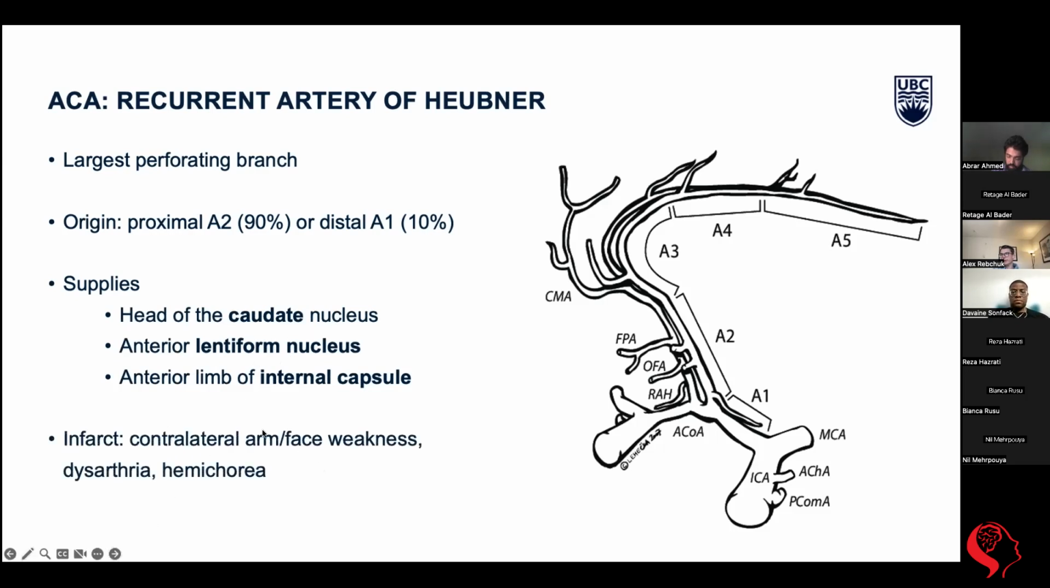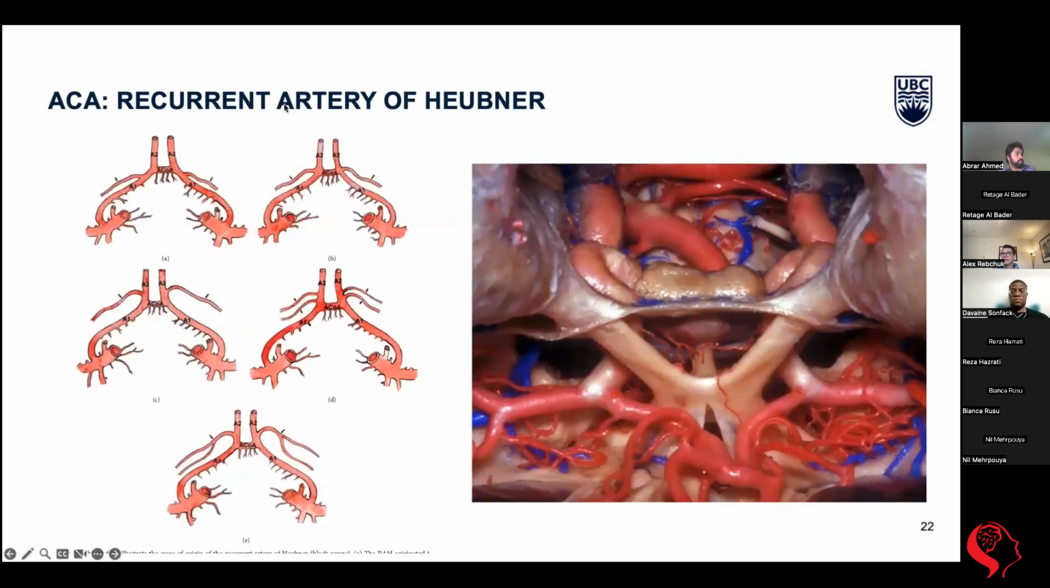Perfect. Yeah, so you can see here. If you have contralateral weakness and dysarthria and potentially hemichorea, it can all result from an infarct of Heubner. You can see here, Heubner is this large branch that they're demonstrating. It's quite variable where it's located, but essentially it's the largest perforating or lenticulostriate branch off the A1, A2 junction.